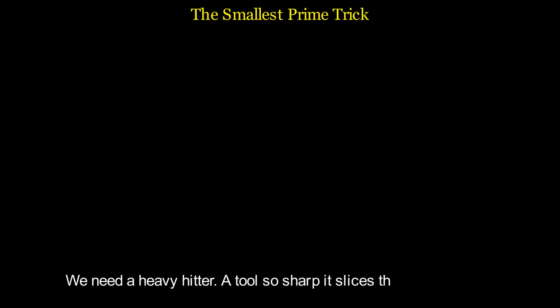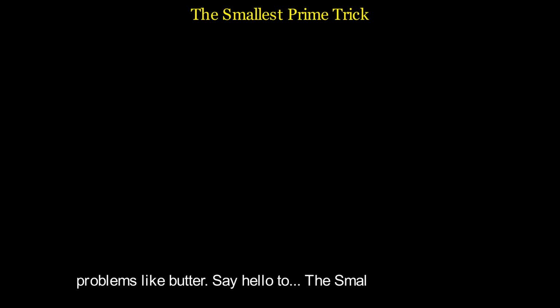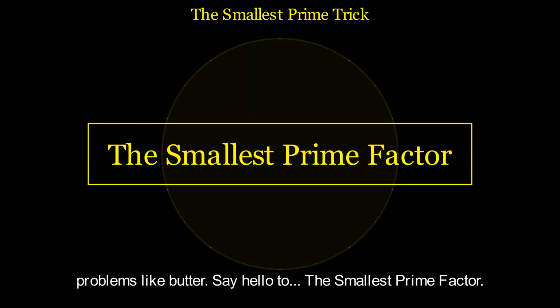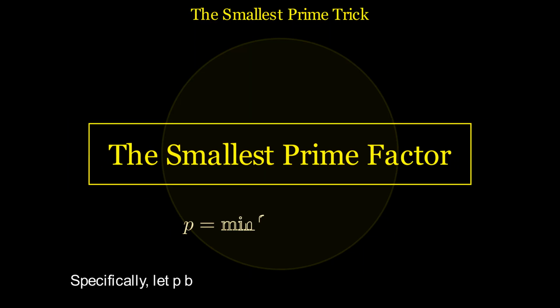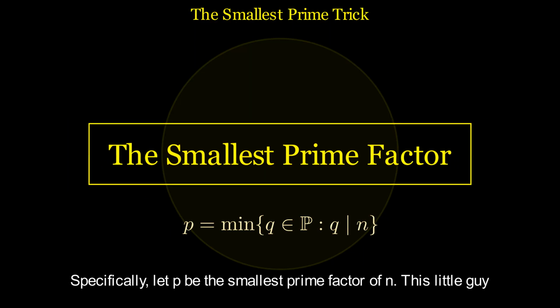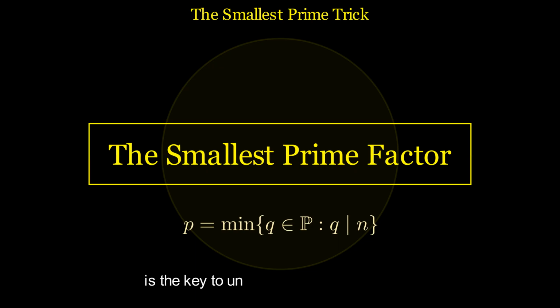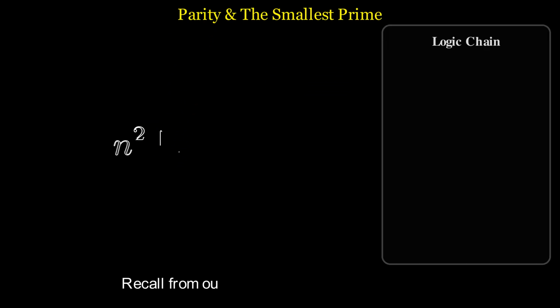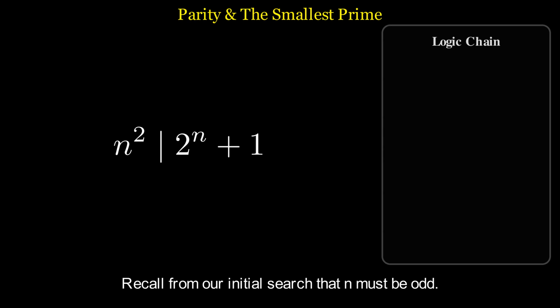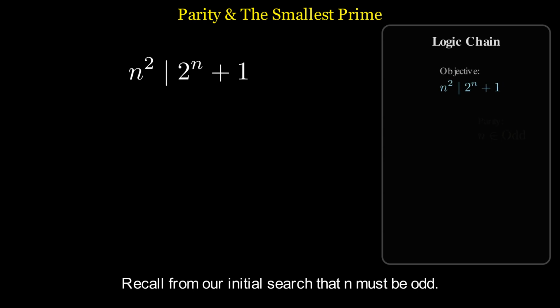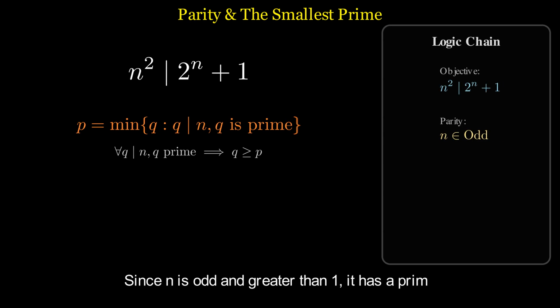We need a heavy hitter, a tool so sharp it slices through Olympiad problems like butter. Say hello to the smallest prime factor. Specifically, let p be the smallest prime factor of n. This little guy is the key to unlocking the whole mystery. Recall from our initial search that n must be odd. Since n is odd and greater than 1, it has a prime factorization. Let p be the smallest prime factor of n.